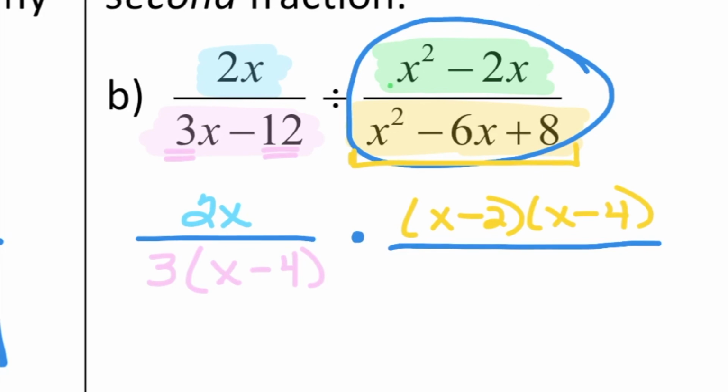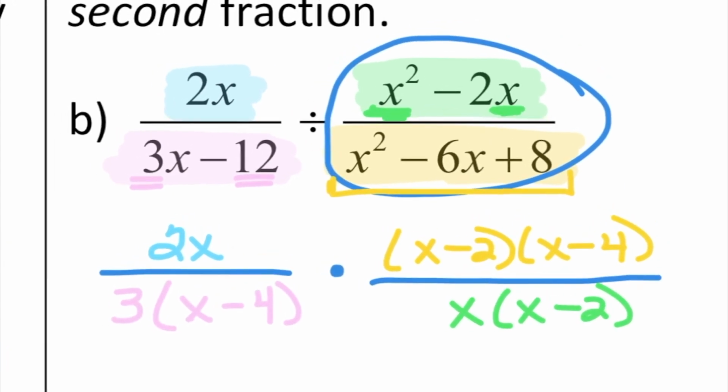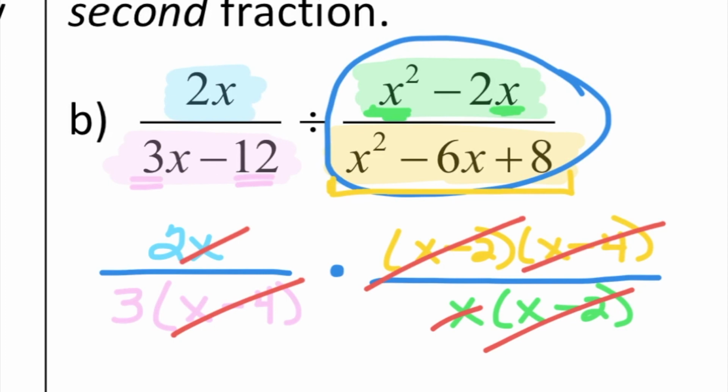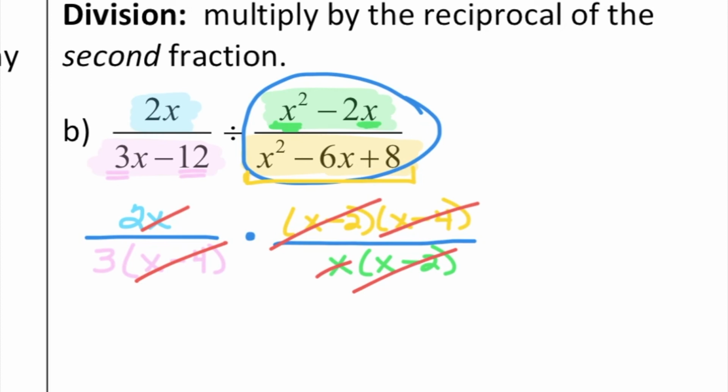And then the numerator here is going to become my denominator. I see that I have a GCF of x, and so that's going to be x times x minus 2. Now I treat this just like a multiplication problem. I have an x here and an x here. I have an x minus 4 here and an x minus 4 here. And I've got an x minus 2 here and an x minus 2 here. And the only things left are the 2 and the 3. And so my answer to this whole problem is 2/3.